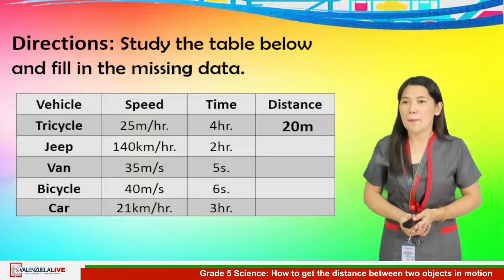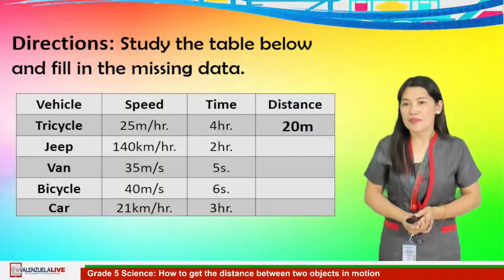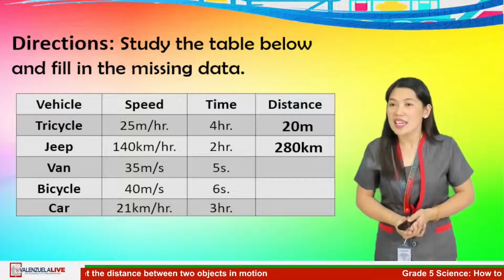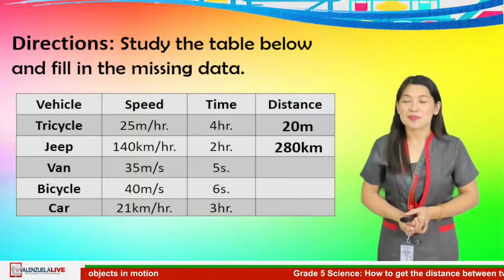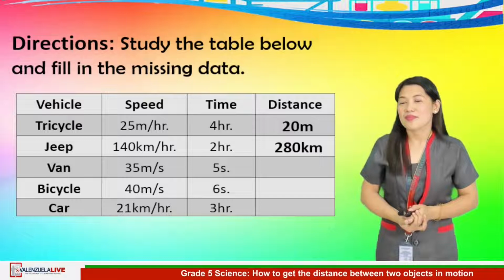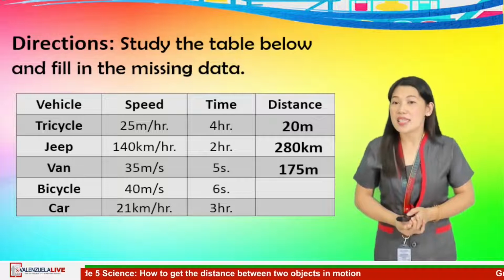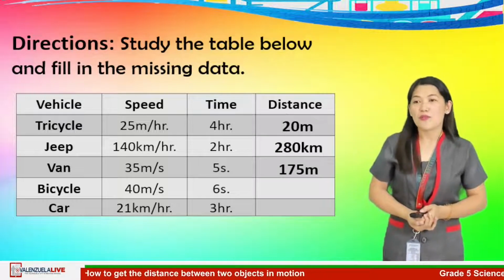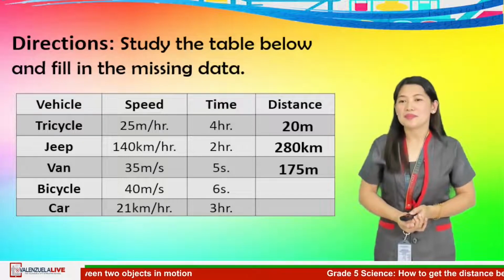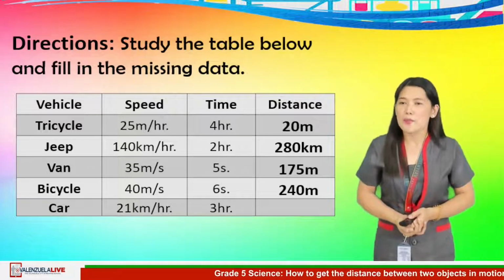Second given, jeep. Find the distance. Very good. The answer is 280 kilometers. The third given, van. What is the distance? Very good. The answer is 175 meters. Fourth given, bicycle. What is the distance? You're right. The answer is 240 meters.